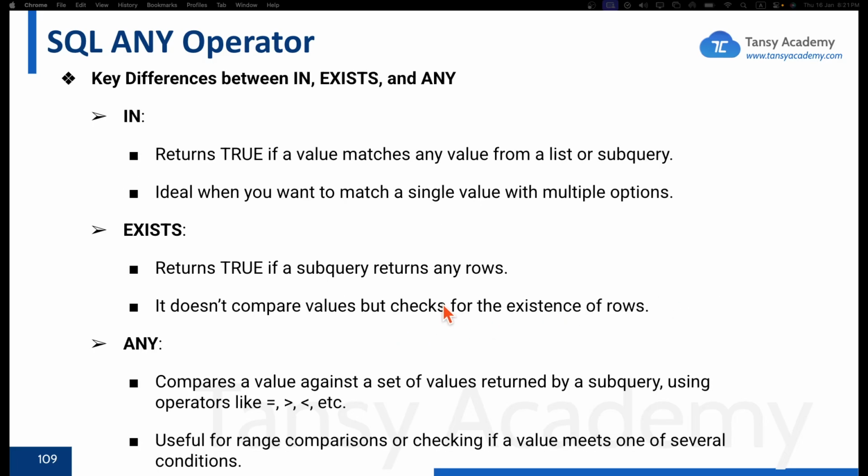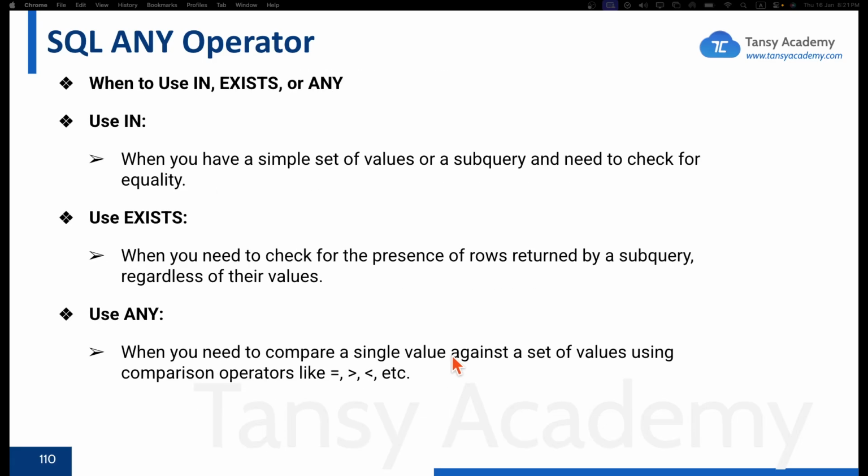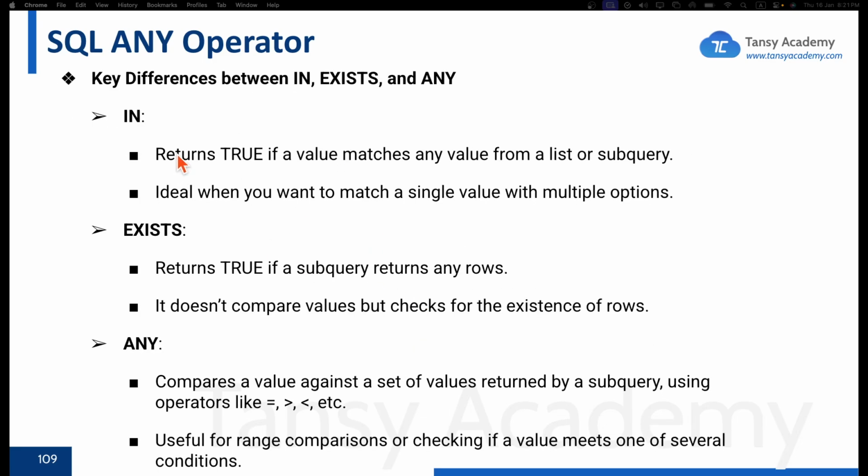So now we might be confused. We have looked at in, we looked at exists, now we are talking about any. So what is the difference, how to use and when to use all these three operators? In returns true if a value matches any value from a list or subquery. Exists also returns true. Any is used mostly for comparison: equal to, greater than, less than. So this should be very clear.